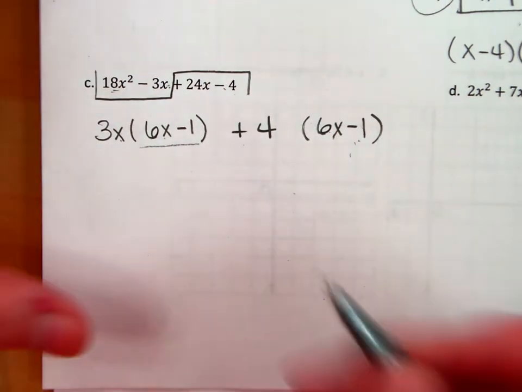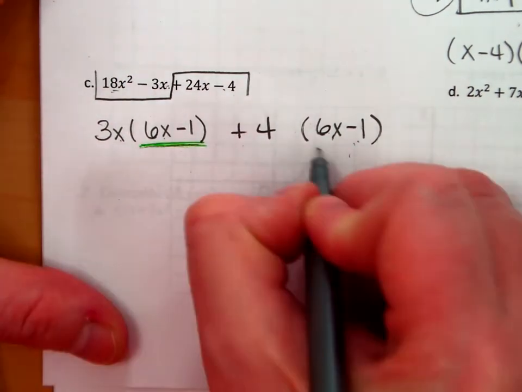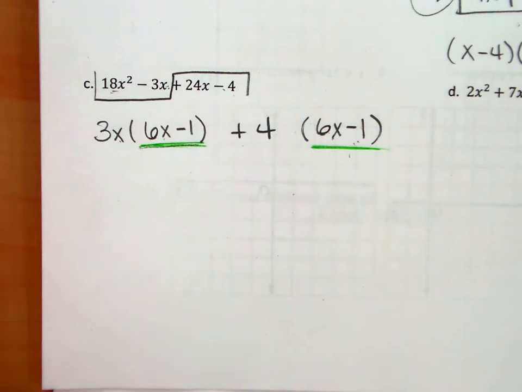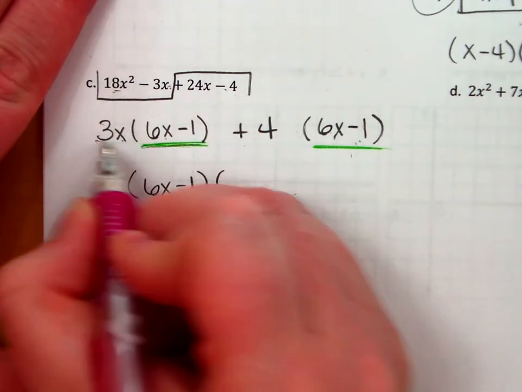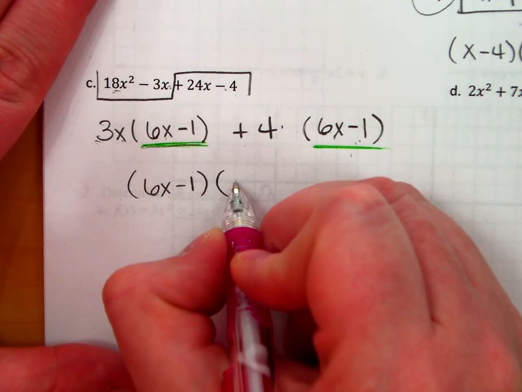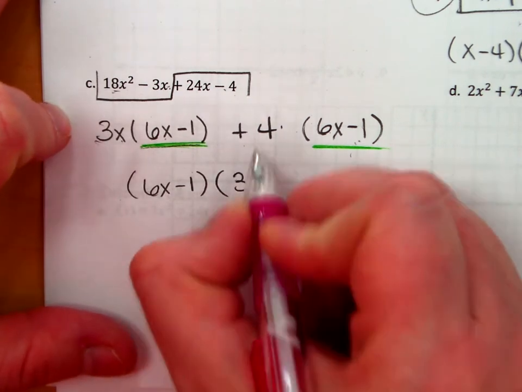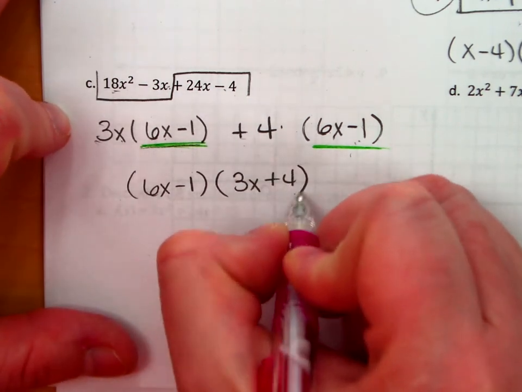Now, between these two groups, like I said, parentheses are the same, so I'm going to pull those out, and you get 6x minus 1, and then whatever is left over goes into the next parenthesis, so the first one is 3x, and that plus 4 drops right down in here.